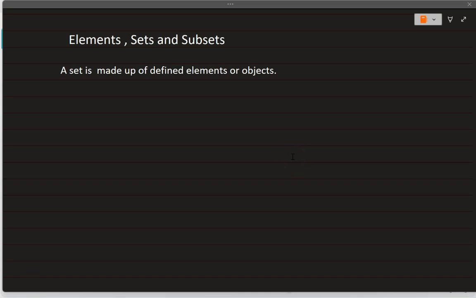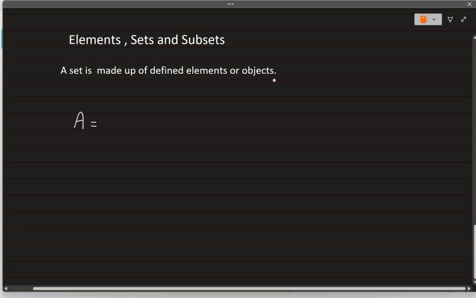All right, today's lesson: elements, sets, and subsets. We're going to go through a couple of definitions, then a few examples, and then that's it. So first definition: a set is made up of defined elements or objects. So let's go through an example here.